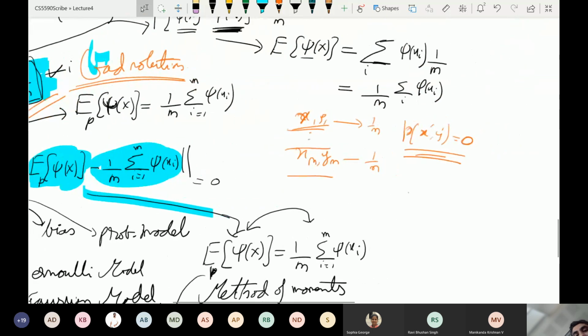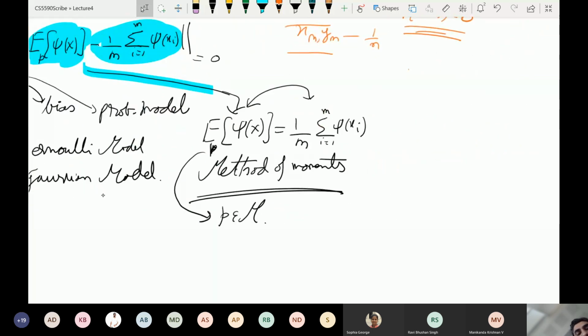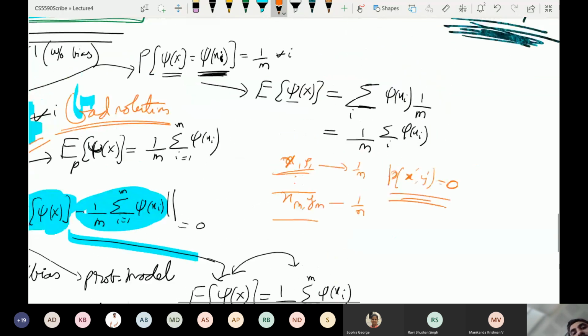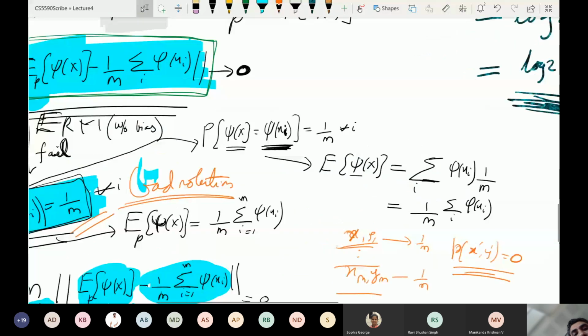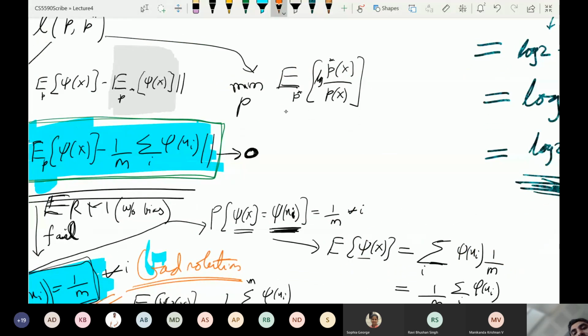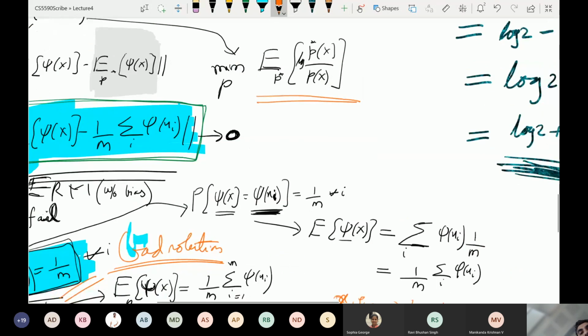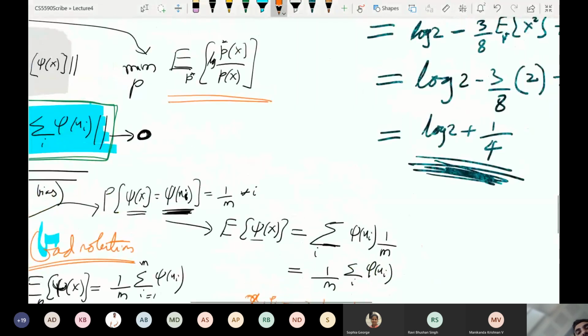Okay. So what we'll now do is give some examples of models like Bernoulli and Gaussian, and we'll see what answer the method of moments gives us. But before that, let us also discuss what happens if you start with the KL divergence loss. Now that loss also, what's the story? Here is the story. The story is as follows.